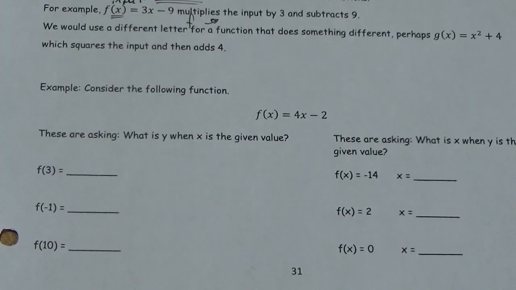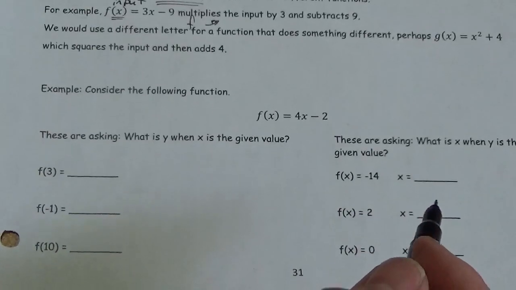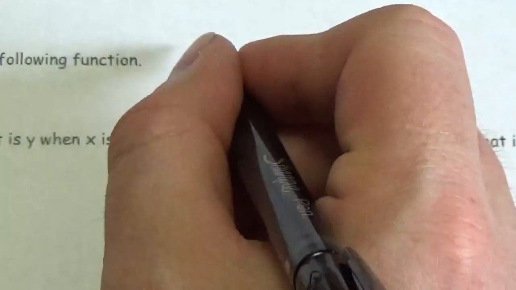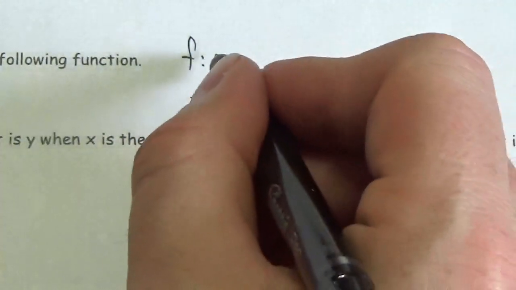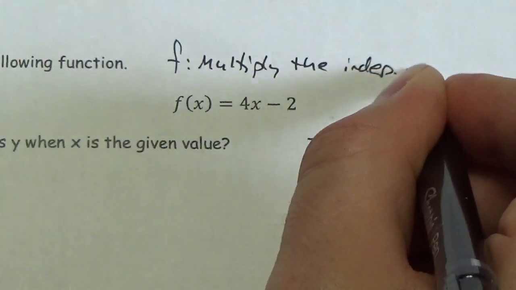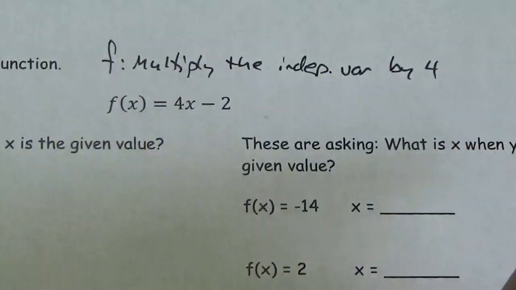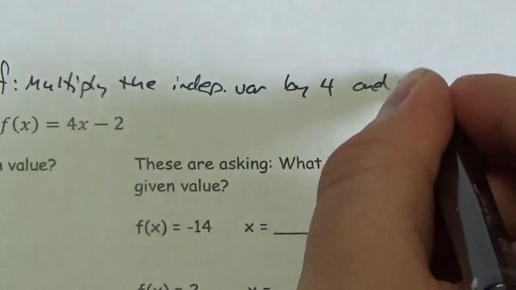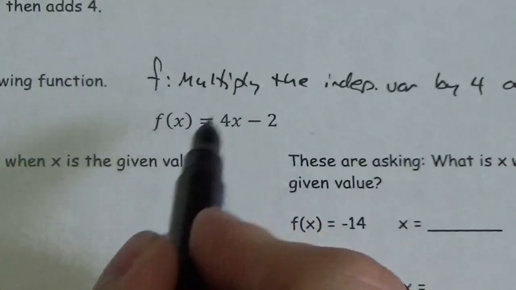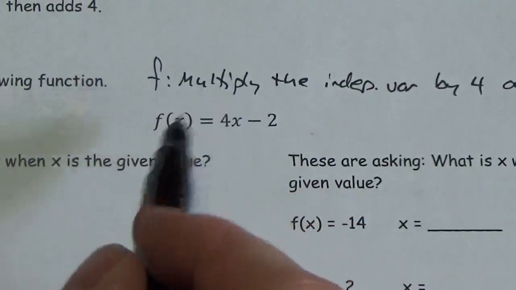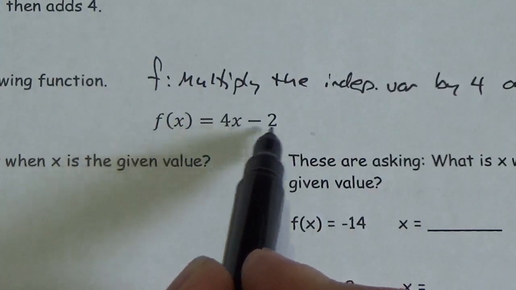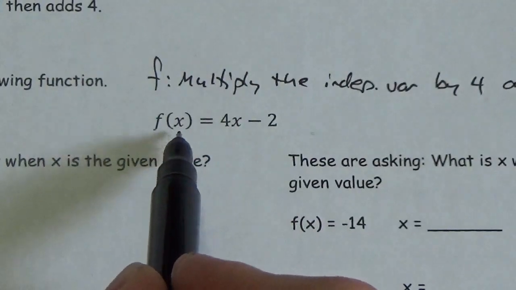Okay, so let's take a look at a handful of examples related to this function right here. Let's zoom in a little bit. So f of x is equal to 4x minus 2. Let's identify what f stands for here. f means multiply the independent variable by 4 and subtract 2. Okay, that is exactly what this is telling me about the relationship between x and y. f of x, the dependent variable, is going to be multiply the independent variable x there by 4 minus 2. And I know x is the independent variable because it shows up in here.